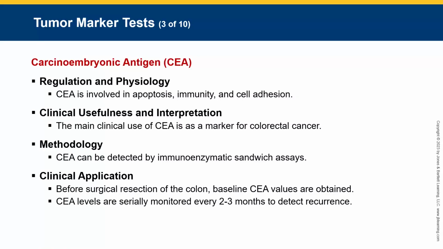Carcinoembryonic antigen, CEA. It's involved in apoptosis, or programmed cell death, immunity, and cell adhesion. The main clinical use is a marker for colorectal cancer. CEA can be detected by immunoenzymatic sandwich assays. Before surgical resection of the colon, baseline CEA values are obtained. Then after surgery, CEA levels are monitored every 2 to 3 months to detect recurrence.